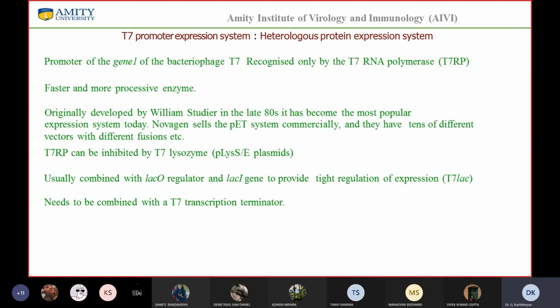Okay. Now the vectors that are used for the T7 expression system are generally combined with the lac regulator and lac repressor gene to provide tight regulation of this T7 expression system. And then at the end of it, the gene generally has a T7 transcriptional terminator. So this RNA polymerase recognizes only the T7 transcription terminator. You want to make sure that your transcription terminates at some point, right? And so it is generally done with the T7 transcription terminator.